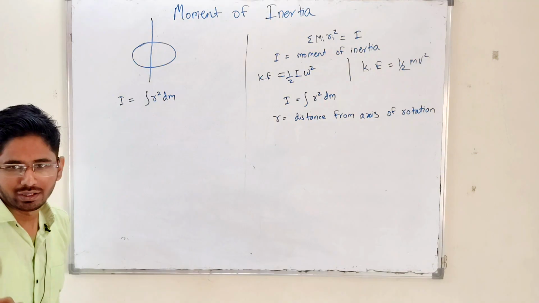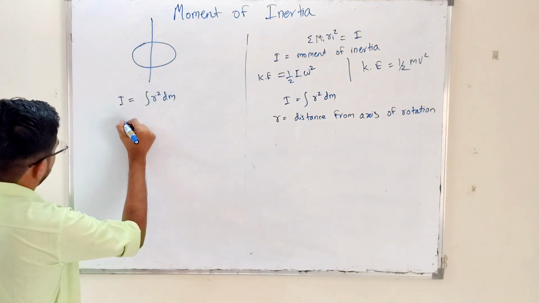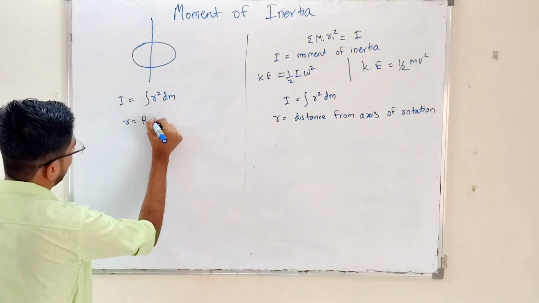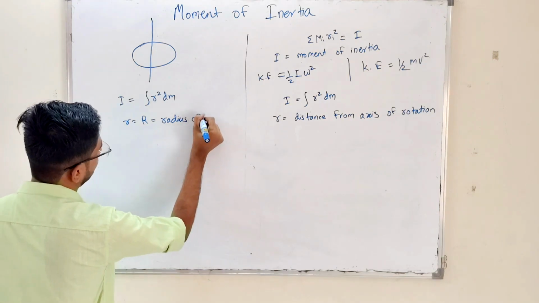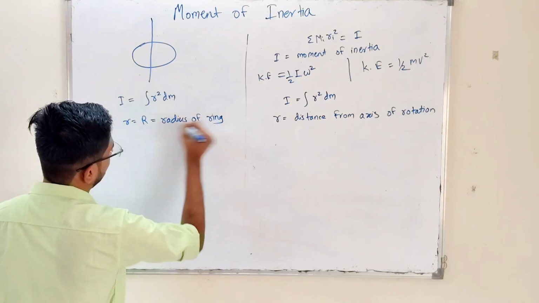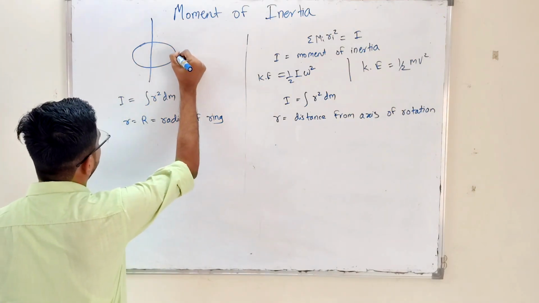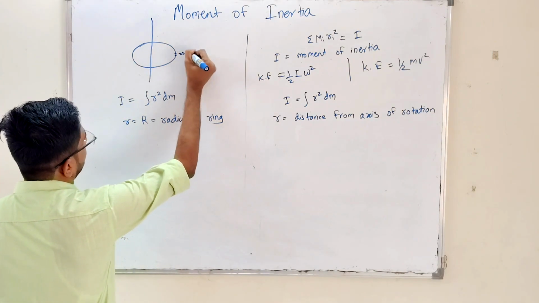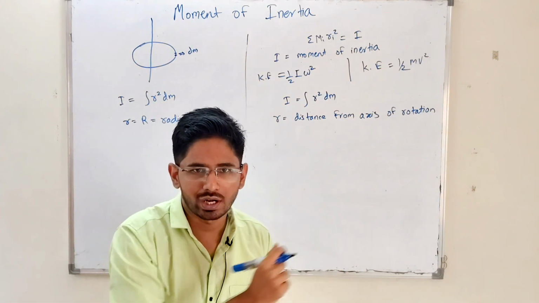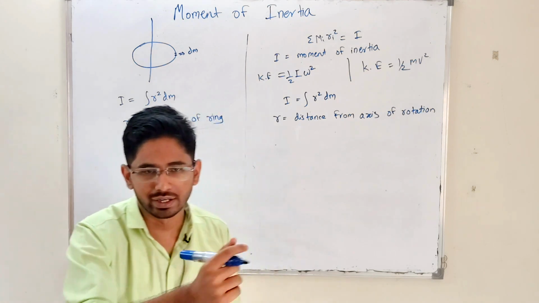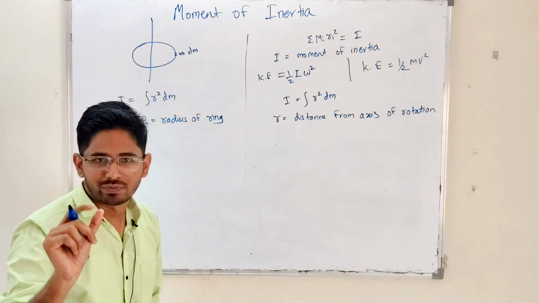Now here r is the distance from the axis of rotation. So here small r will be equal to the capital R, which is the radius of the ring, and here dm, as it is a uniform ring, the mass of the ring is uniformly distributed along the ring, and therefore we can consider our dm to be a small element of that ring.